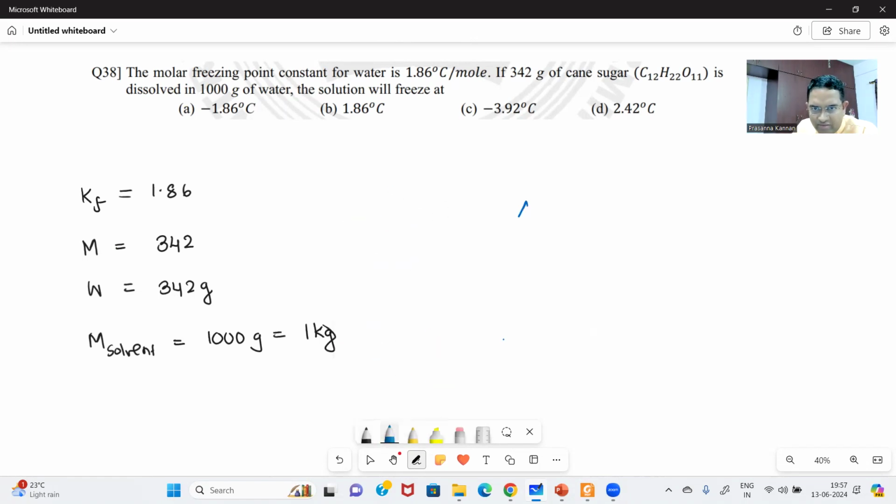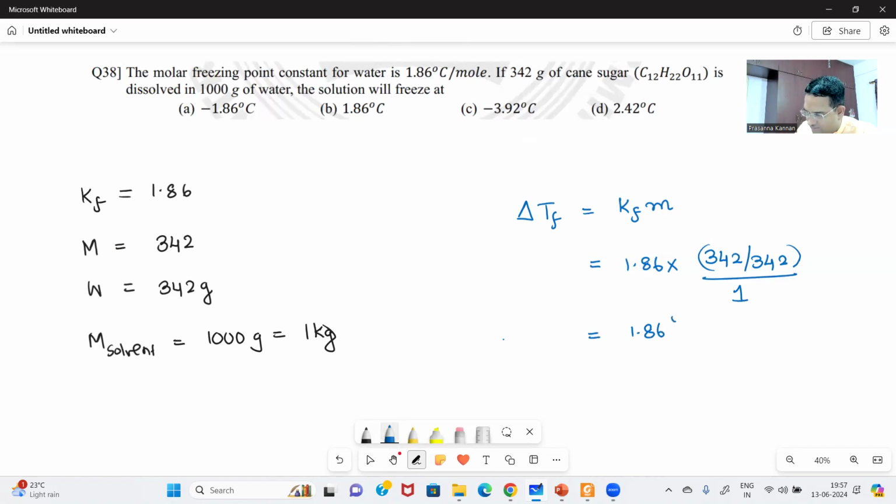Now, what temperature will the liquid freeze? So we know the delta TF is equal to KF into molality. KF we know is 1.86, and molality is given weight, which is 342, divided by molecular mass, that's also 342, divided by the mass of the solvent is 1 kg. So you can clearly see that delta TF is 1.86 degrees Celsius. So your solution, instead of freezing at 0 degrees Celsius, will now freeze at minus 1.86 degree Celsius, correct?